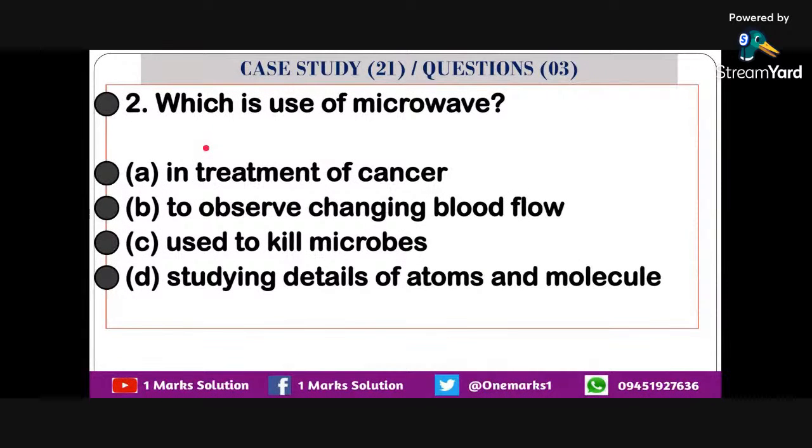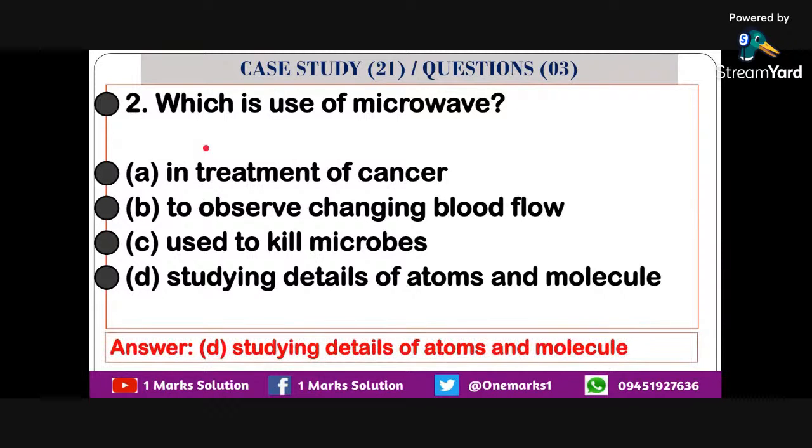Now let us move to the next question. What is the use of microwaves? So many uses we can say, but out of this, something is given here. Out of this, we have to find the option. In the treatment of cancer, no. To observe the changing blood flow, no. Used to kill microbes. Studying details of atoms and molecules. So you have to just read it out, and so many uses we are studying, isn't it? Studying details of atoms and molecules, and not only that, communication purpose. Radar we are using, and microwave oven also we can use. So many uses are there for microwaves.